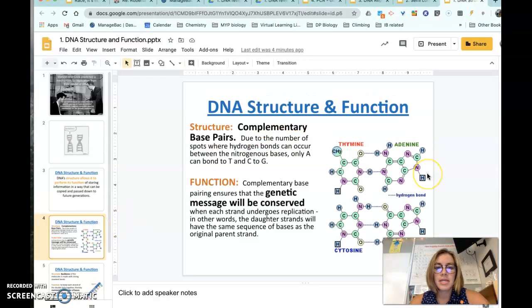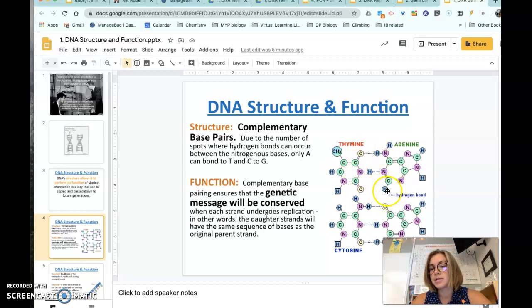And the very first one is that they have complementary base pairs. And these are only there as a result of the number of spots where hydrogen bonds can occur between the nitrogenous bases. So because of where the hydrogen bonds can occur, thymine and adenine only get 2 hydrogen bonds. It's only capable of bonding here and here. So a hydrogen between a nitrogen here and a hydrogen between an oxygen here. And it will not create a third bond here.